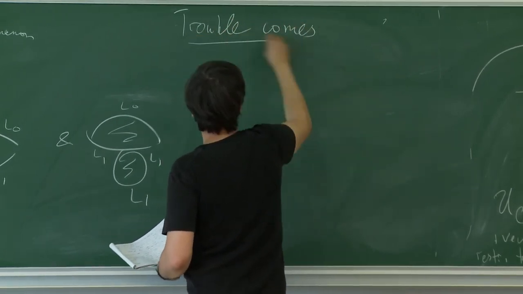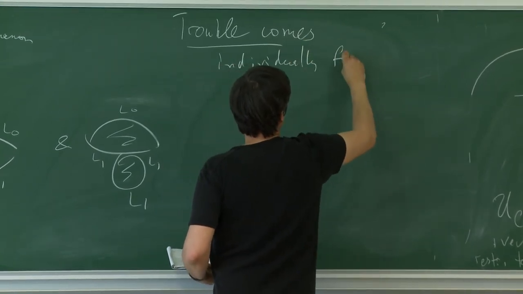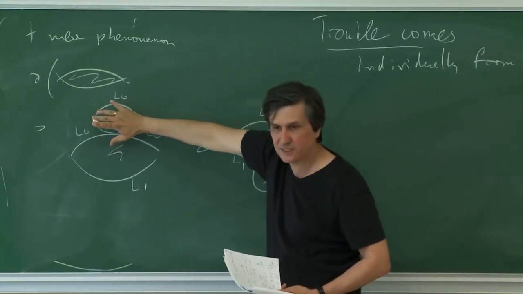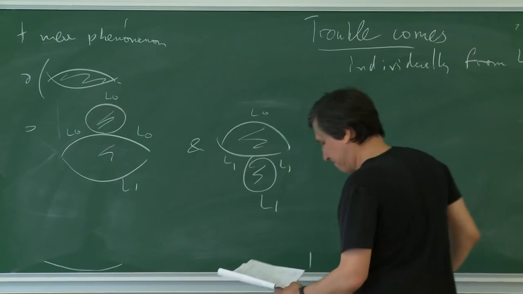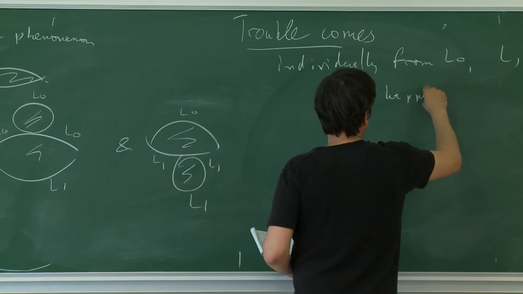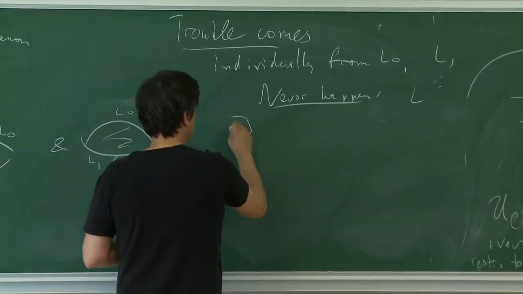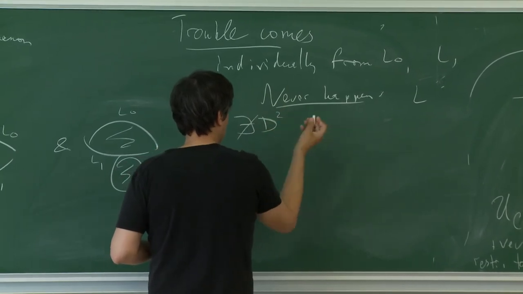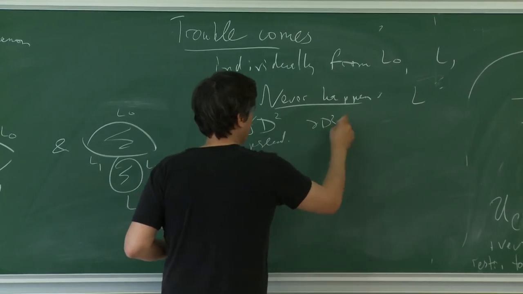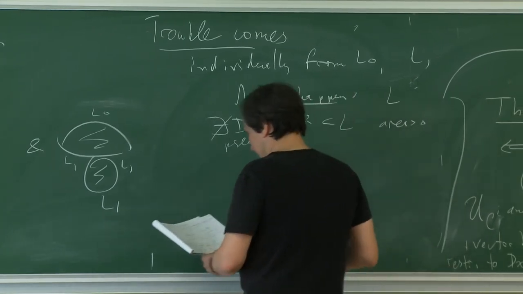It comes individually from L0 or from L1, because it means that you have a holomorphic disk with a boundary on L0. It never happens in two situations for L. There are no holomorphic disks with the boundary on L, and area is strictly positive, in two situations.